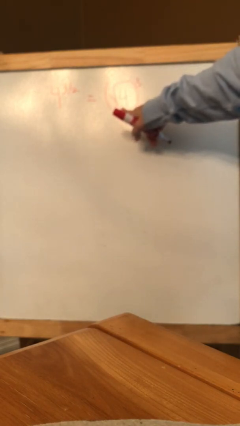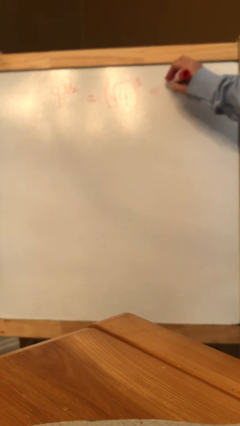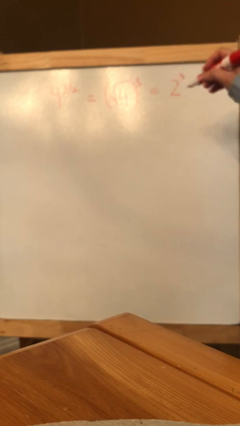So solving this one at a time, what is the square root of 4? That is 2. What's 2 to the 3rd power? That's 8. So your answer there would be 8.